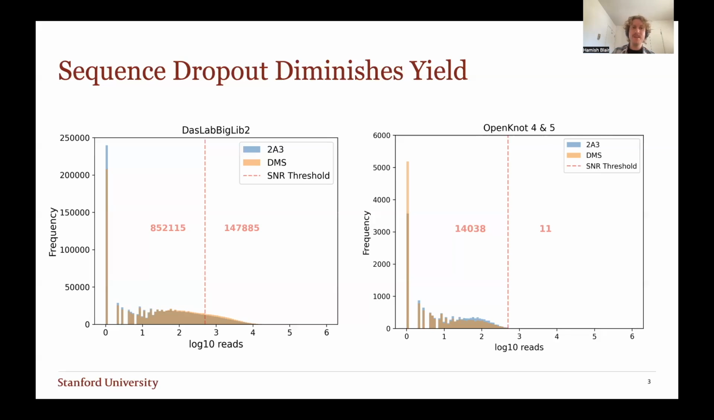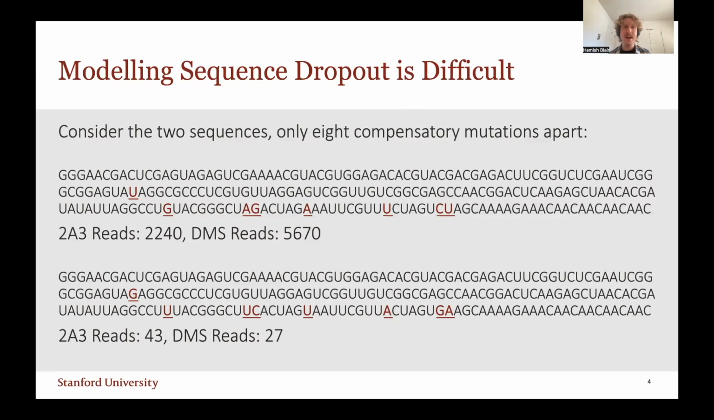And after I looked for a while, I found these two sequences, which really highlighted how difficult this problem is going to be. So these are two sequences from the test set of RibonazaNet. They are only 8 mutations apart, so they're very similar in sequence, but the mutations are also compensatory mutations. So the predicted secondary structure is actually the same for both of these sequences. And yet, as you can see, the number of aligned reads that each of these sequences got at the end of the chemical mapping experiment is vastly different, by 2 orders of magnitude.